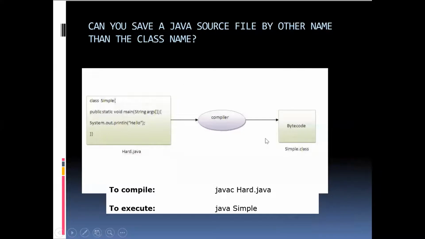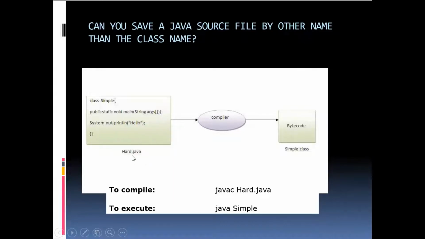Next, as I said, we'll be seeing some questions. Can you save a Java source file by a name other than the class name? First, understand the question. This is a Java source file. Can you save it with a name other than the class name? Here, the class name is simple. The question is asking whether, instead of simple.java, you can save this file as, say, hard.java.